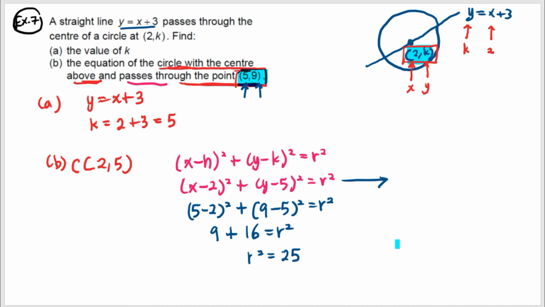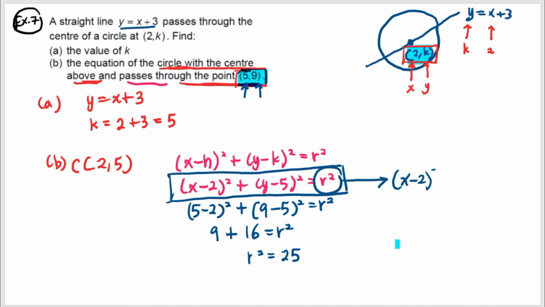Therefore, from this equation of the circle, we already obtained the value for r². We just need to substitute back. So we'll have (x − 2)² + (y − 5)² = 25. So we are done with the equation for this circle.